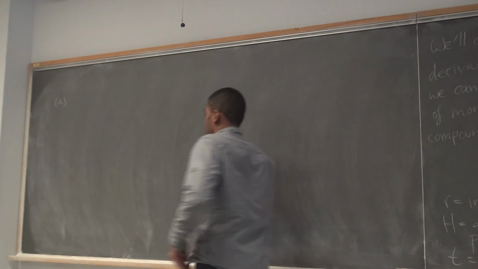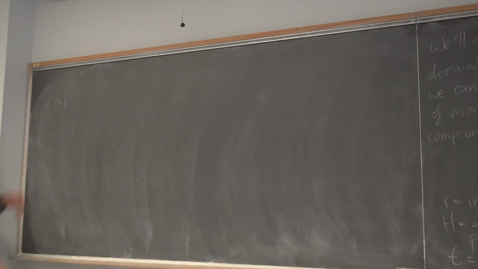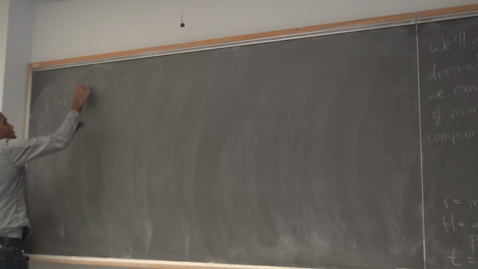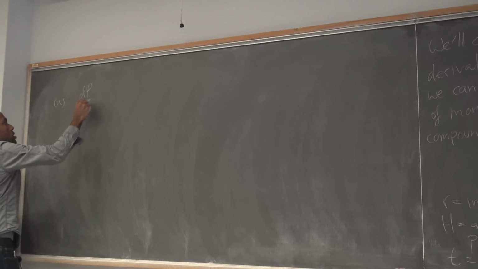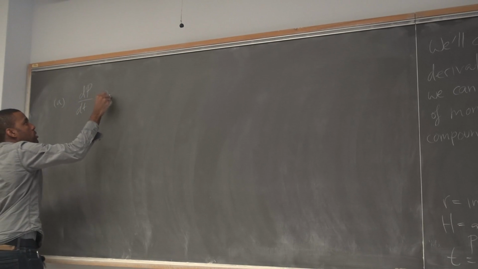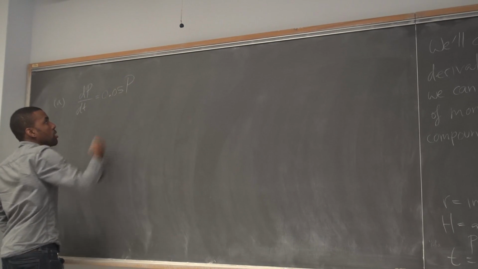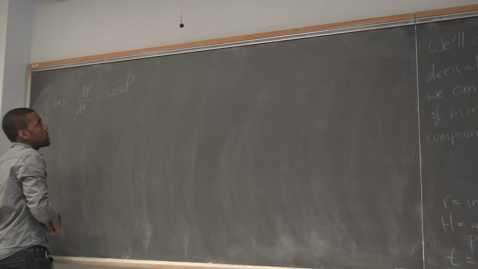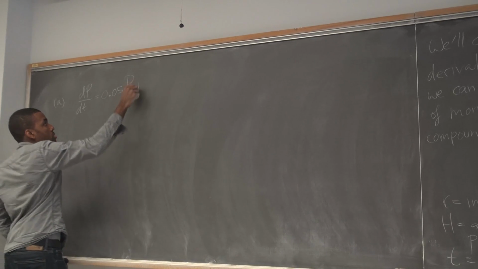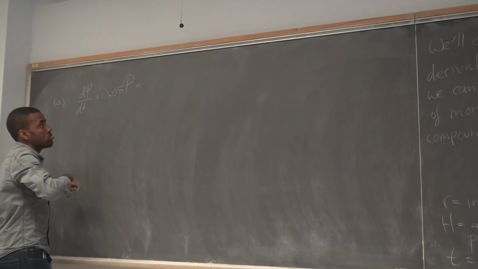It's going to be 0.05 times 1,000. So what is the differential equation? dP/dt is equal to 0.05 times P, right? Plus 1,000.